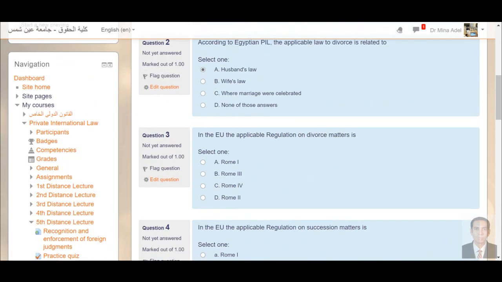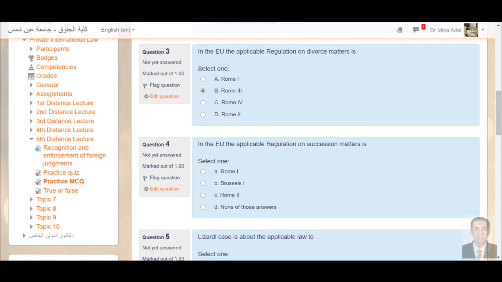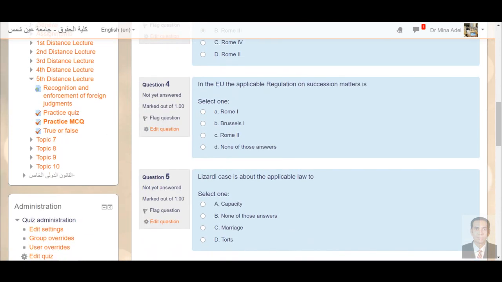So here we say the EU applicable regulation on divorce matters is. So here we will have to answer this question. On divorce matters, the applicable regulation is Rome 3 regulation.